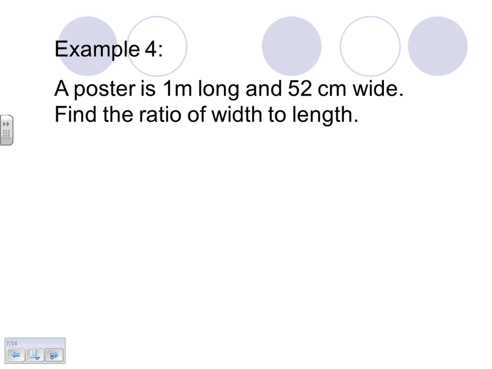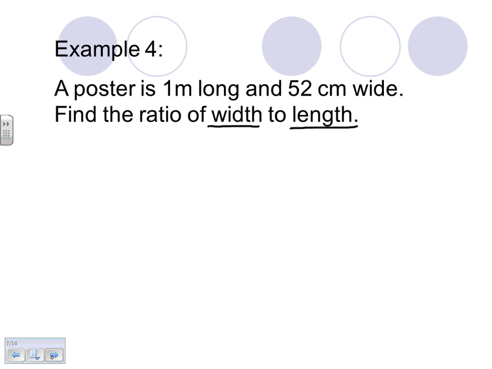A poster is 1 meter long and 52 centimeters wide. Find the ratio of width to length. So we're just going to write down and then eventually reduce this. Find the ratio of width to length. What number should go up top? Why 52? Yeah, read what it says. Width to length. Width comes first, therefore it's on top.